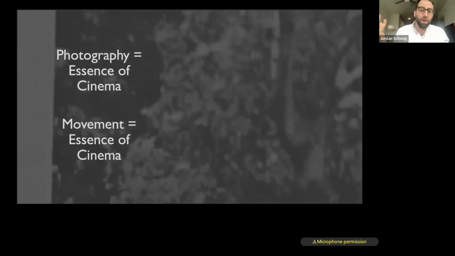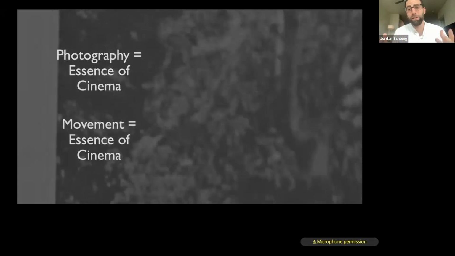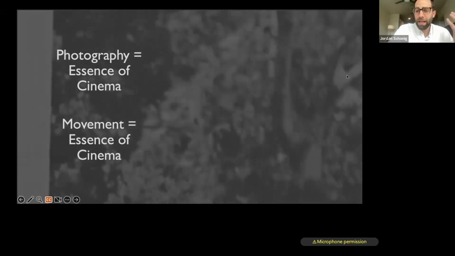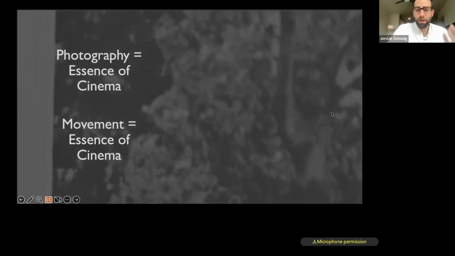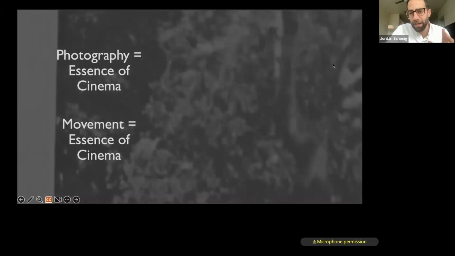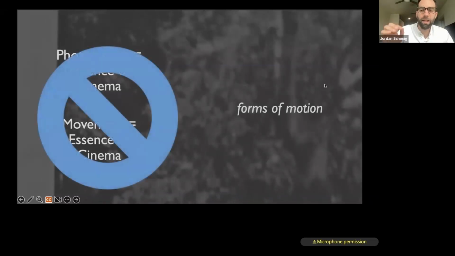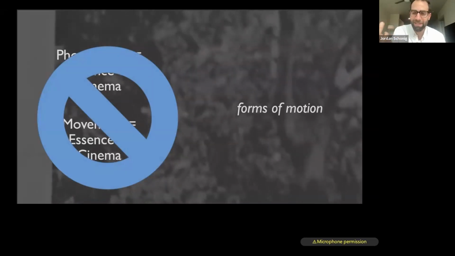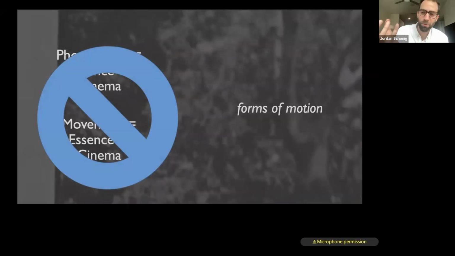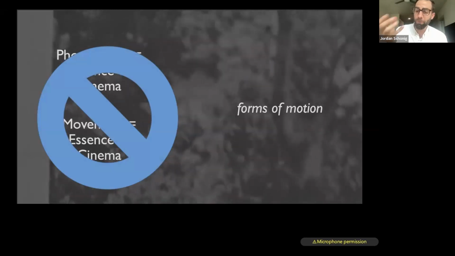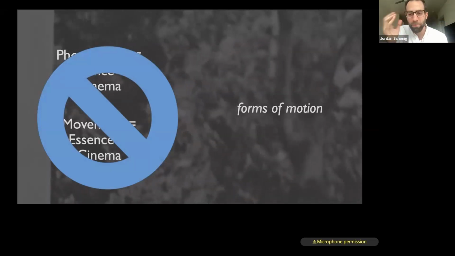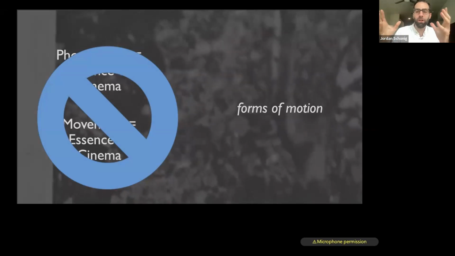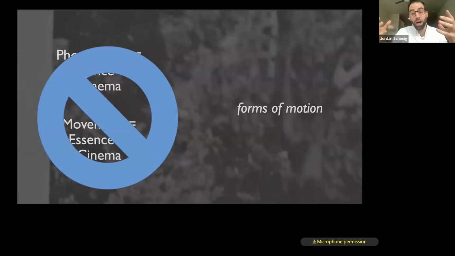Or conversely, you might say the essence of film is movement. And you might think that that's what I'm interested in, given that my book is all about movement. But in a sense, the thing that I want to say is movement as essence of cinema and photography as essence of cinema are both putting us into a corner. And I'm interested in forms of motion. So my book is organized into chapters that look at individual genres or forms of motion.